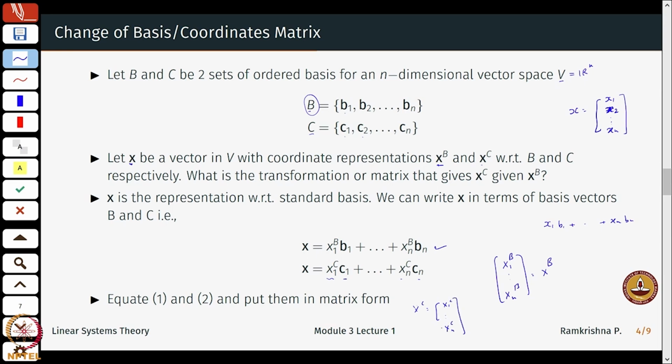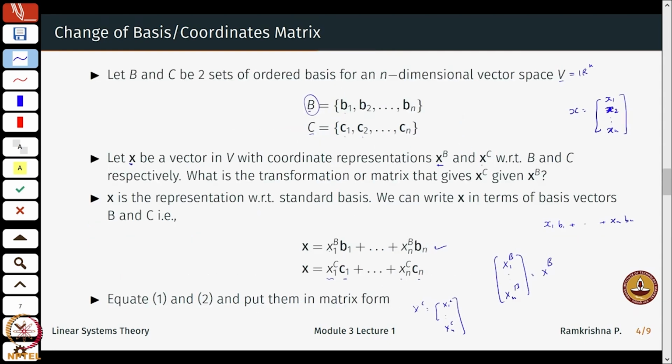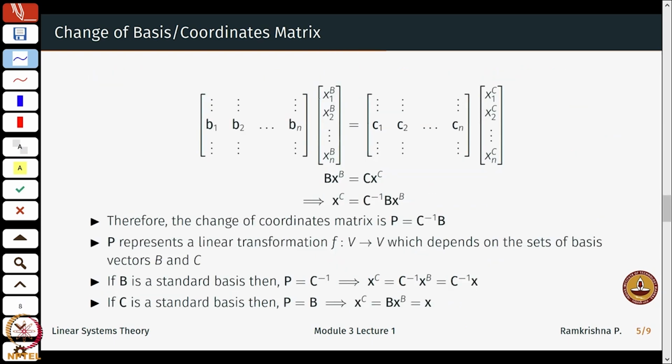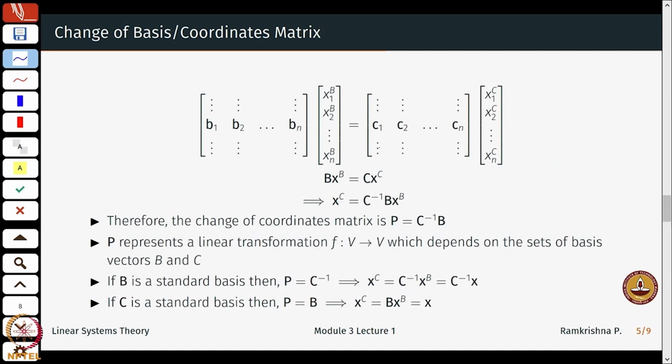Okay. Now, these two are the same vectors. If I draw it on a sheet, I think they will look the same. You can just check by yourself that these two are essentially the same vectors. So, in matrix representation, I can write this as b1 times x1, all the way, something like this. Similarly with this one. Now, let me call this matrix b and this one c. So what I have here is b times xb, the vector xb, equals c times xc, if I just write it in terms of matrices.